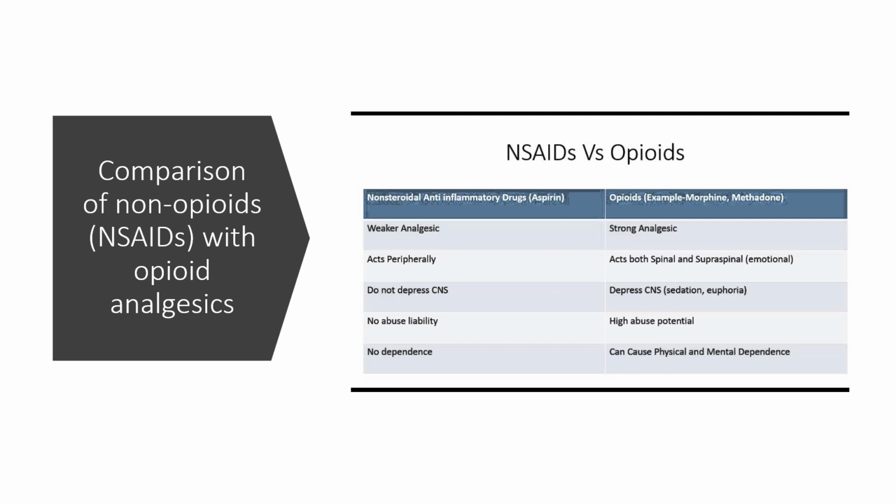In the last slide, I discussed the comparison between the non-opioid and the opioid analgesics. NSAIDs are the weaker analgesics, and opioids are the stronger analgesics. NSAIDs act peripherally, and opioids act centrally. NSAIDs do not depress the CNS, and opioids depress the CNS. There is no abuse potential for the NSAIDs, whereas in opioids there is. And there is no physical dependence on the NSAIDs, and in contrast, opioids have physical dependence and also mental dependence.